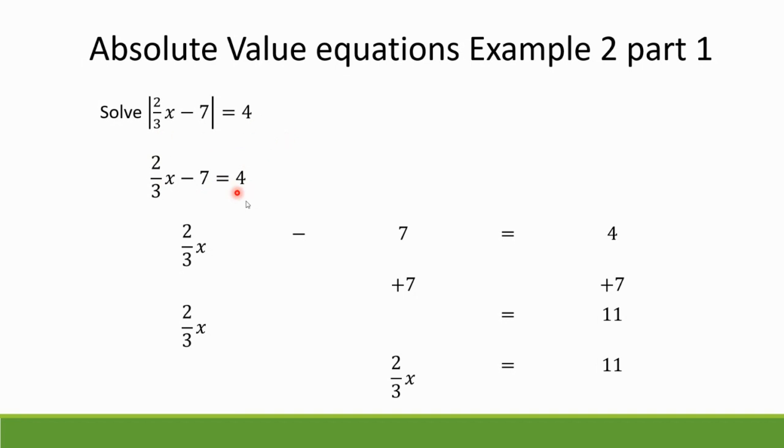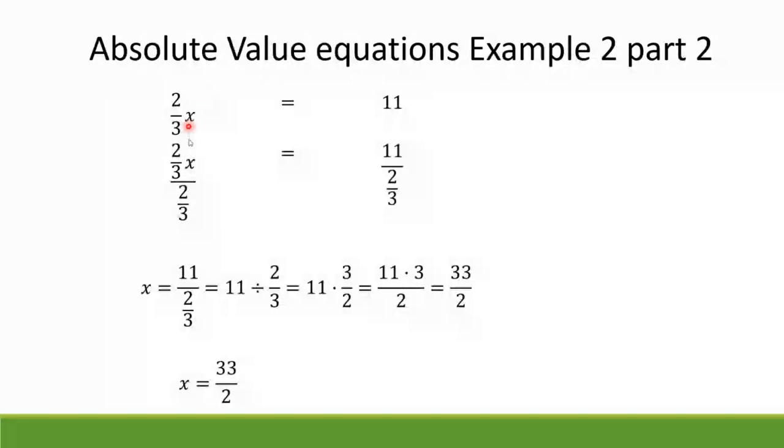Then what do we do? Again, we want to get x all alone, right? I just rewrote the equation here. So what can I do? I can add 7 to each side. Then we get 2/3 times x all alone on the left. And this equals 11. I just rewrote the equation here, as you can see. But again, we want to get x, right? So what do we do? Well, let's divide.